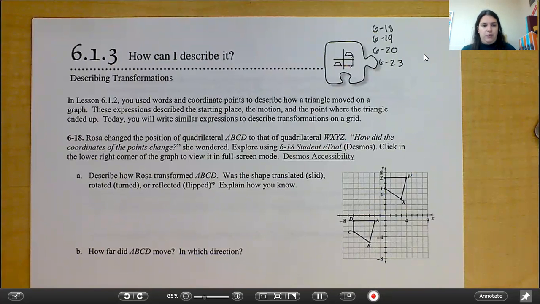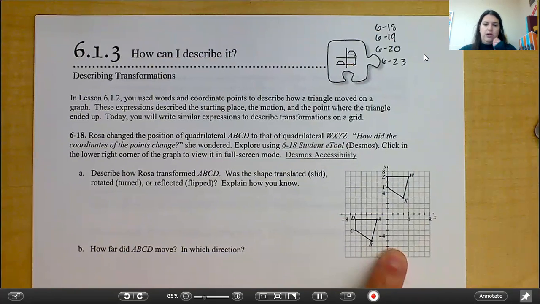Problem 6.18. Rosa changed the position of quadrilateral ABCD to that of quadrilateral WXYZ. How did the coordinates of the points change, she wondered. Explore using the 6.18 Student eTool Desmos. Click in the lower right corner of the graph to view in full screen mode. Or you can just look right here at the graph.